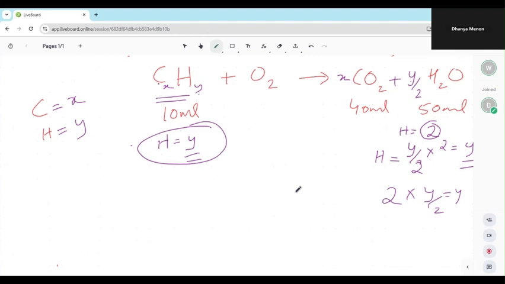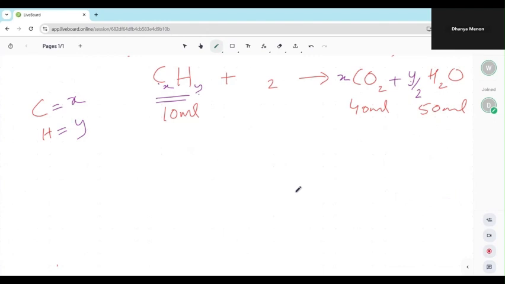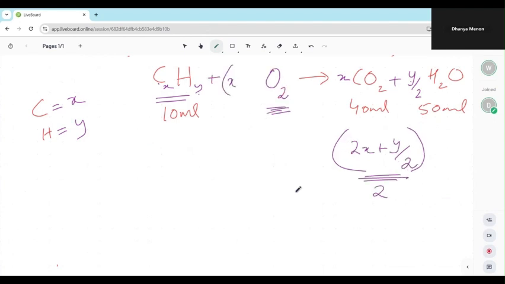Now, after this, oxygen. For oxygen also, how many oxygen atoms are there in the product side? Let's check. 2x and y by 2. So these many oxygen atoms are there. But in the reactant side, how many oxygen atoms are there? 2. All right. By this 2 so that it comes to x plus y by 4.